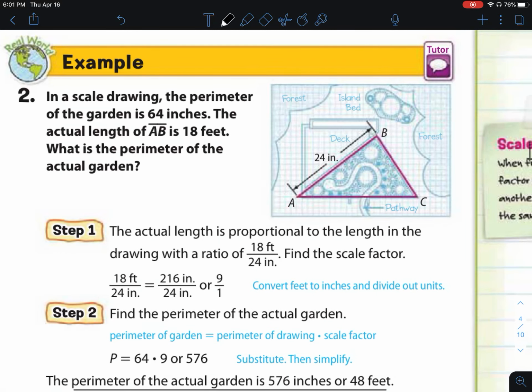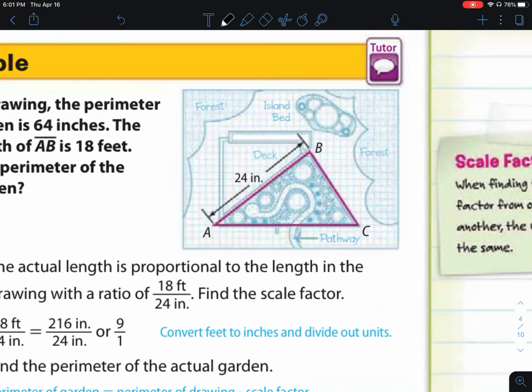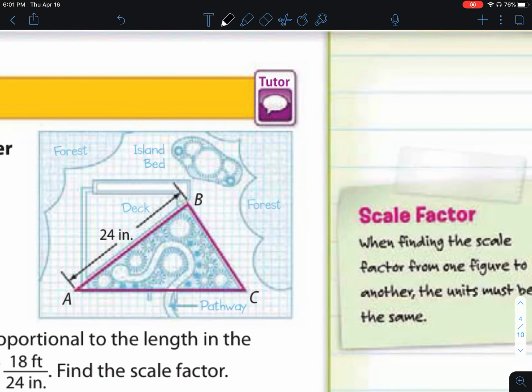In a scale drawing, the perimeter of the garden is 64 inches. The actual length of AB is 18 feet. What is the perimeter of the actual garden? So basically, this is a scale drawing. This is your small figure, okay?